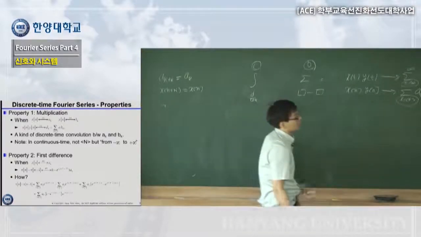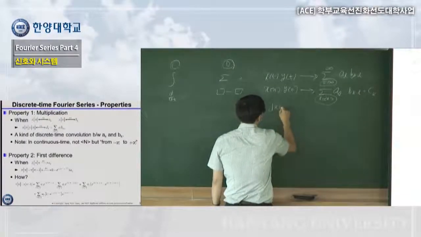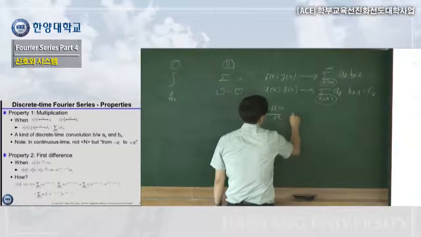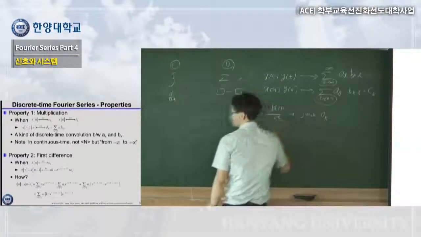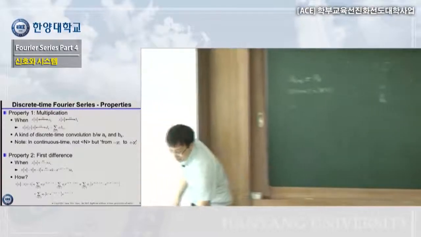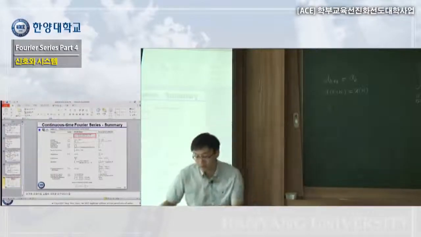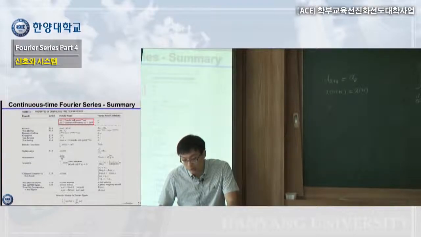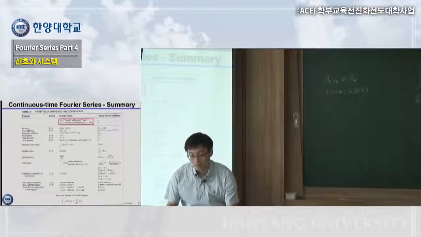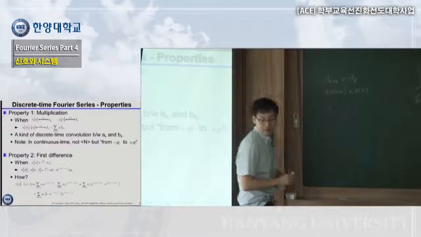In the case of differentiation, they will change to j omega_0 k a_k, I think. Let's see. Right? So in here, you can see that in differentiation, there will be j k omega_0 in the exponent. You can see it here. So the thing corresponding to differentiation is what? Difference.